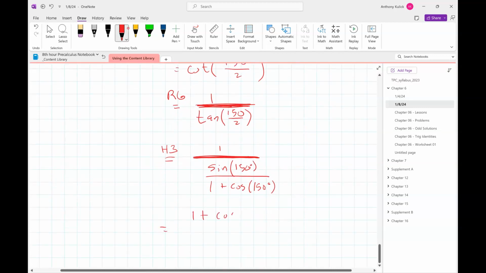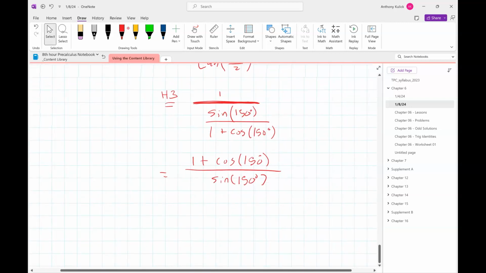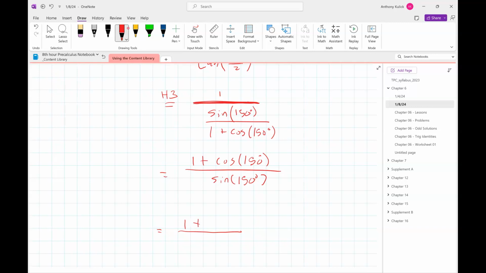So when I flip this now, because it's 1 over that fraction, I get this. Where everything is where I want it to be. Yay! Math. So now we just go to our unit circle. Cosine of 150 is, who can tell me? Great. And while you're at it, sine of 150?